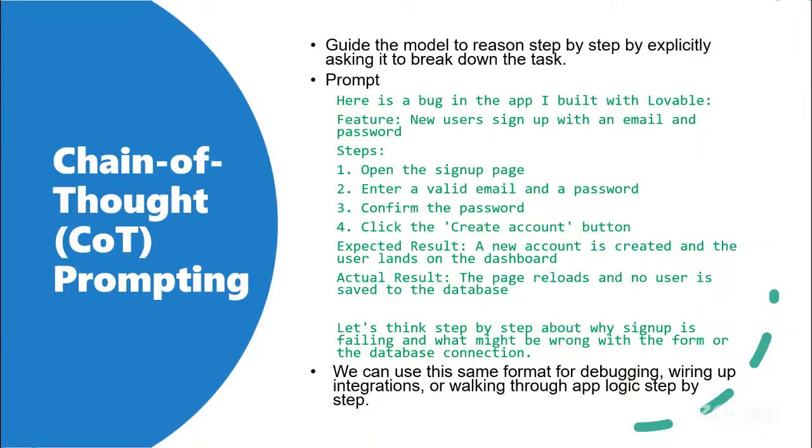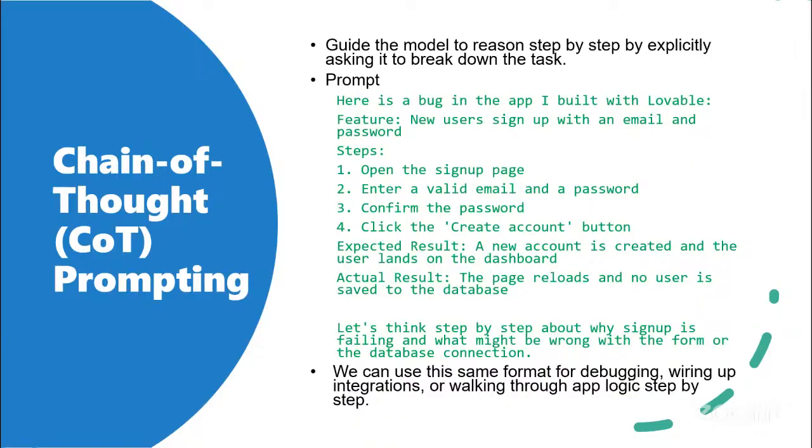Here is an example. Here is a bug in the app I built with Lovable, right? So the feature is new users sign up with an email and a password. Let's say in the tracking app, we want to give the users a username and password and to give the sign up steps. Open the sign up page, enter a valid email and a password, confirm the password, and click on the create account button. The result is, a new account will be created.